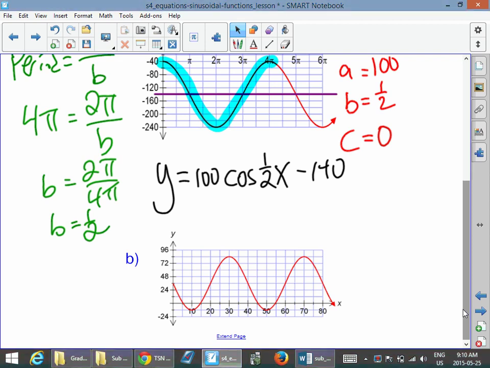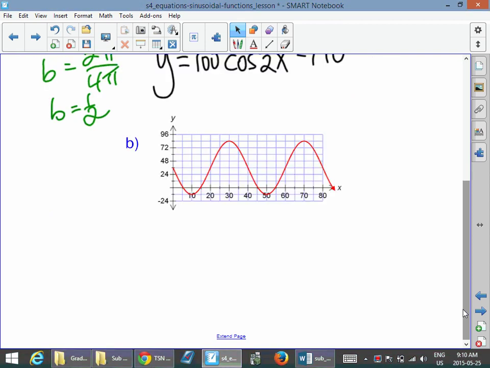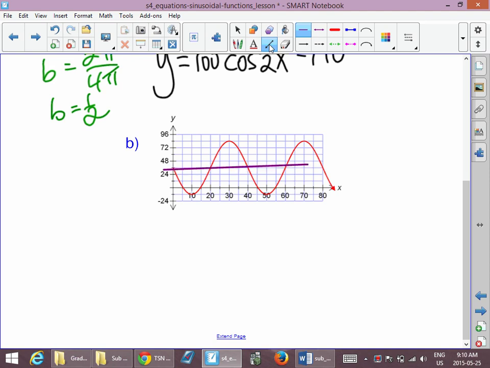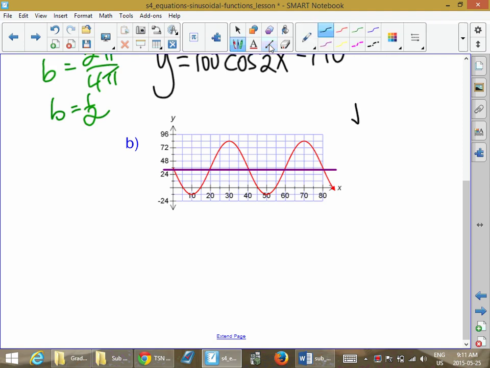Okay, so again, the first step is to figure out that vertical middle. So where's that vertical middle going to be? Vertical middle is going to be right here. So looking at this, looks like my D value is going to be 36. A is going to be 48.